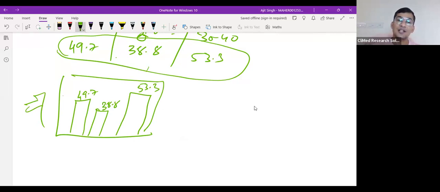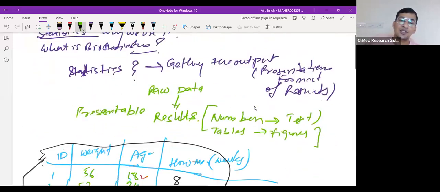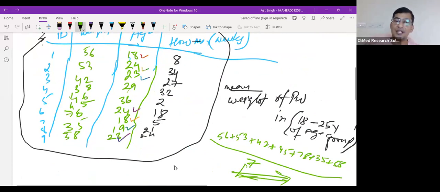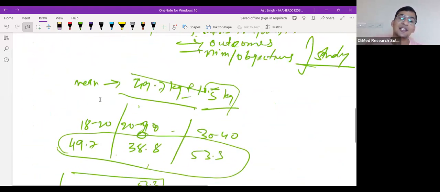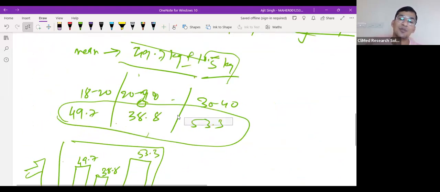One thing is, if I am just showing the numbers, nobody can make out, because data is not just 9 numbers. Data is in hundreds and thousands of numbers. So no one can make out directly. The second thing is, when we do analysis, we get some numbers, and by looking at them we can check, oh, this is the difference. So the age group of 30 to 40 has the highest weight, right?